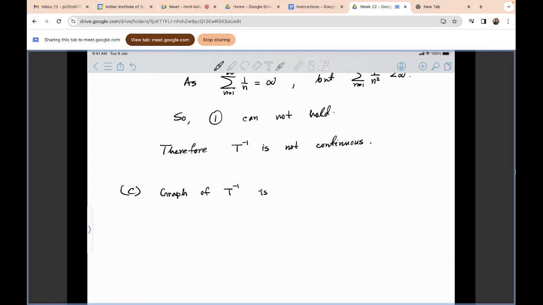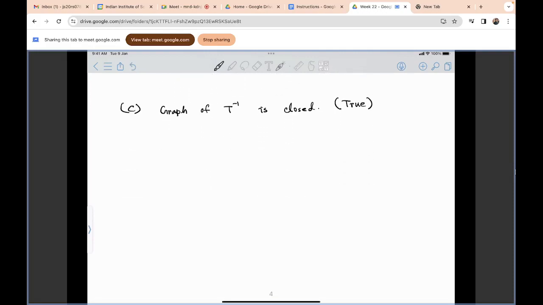Graph of T inverse is closed. So we'll show that this is true. So what is the graph of T inverse? Graph of T inverse is the set of (y, T inverse y), where y belongs to capital Y.